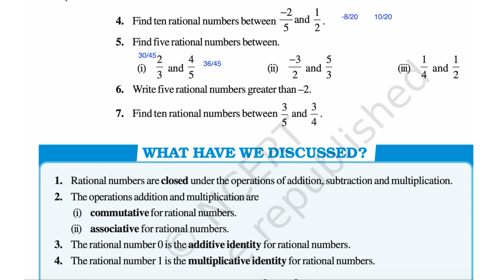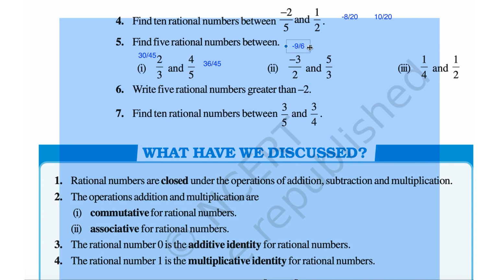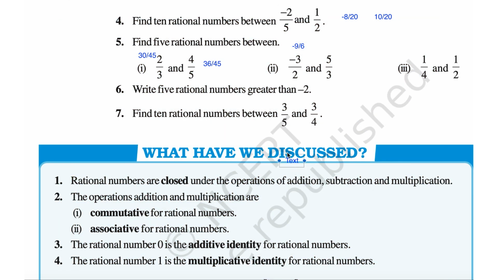Again you have to make them the equal denominator. Multiply with 3 on both numerator and denominator. You will get minus 9 by 6 here. Multiply the other with 2, you will get 10 by 6 here. How many did you get? Already you got 9 plus 9, 18 rational numbers: minus 8 by 6, minus 7 by 6, minus 6 by 6, minus 5 by 6, like that. You can write up to 9 by 6. Take any 5 out of the available.